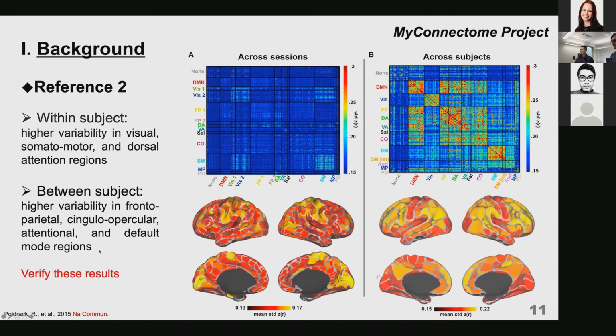So between subjects, he found that the higher cognitive processing regions, such as frontal, parietal, cingulo-opercular, attentional, and default mode regions, showed a much higher variability. So he found this kind of phenomenon, but he didn't provide any explanation or reasons for this.